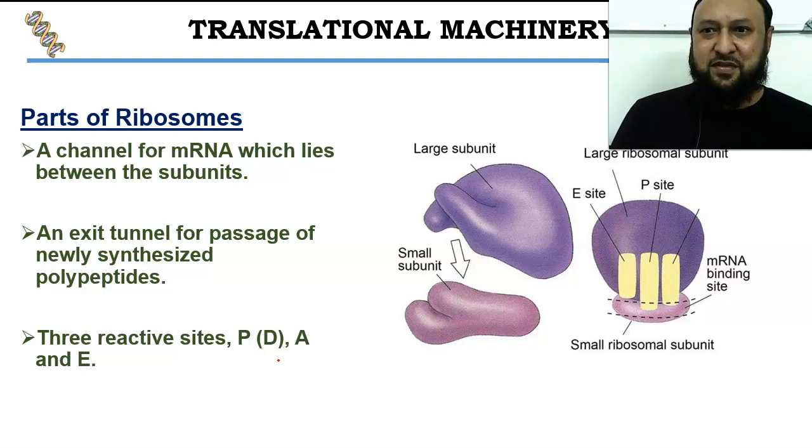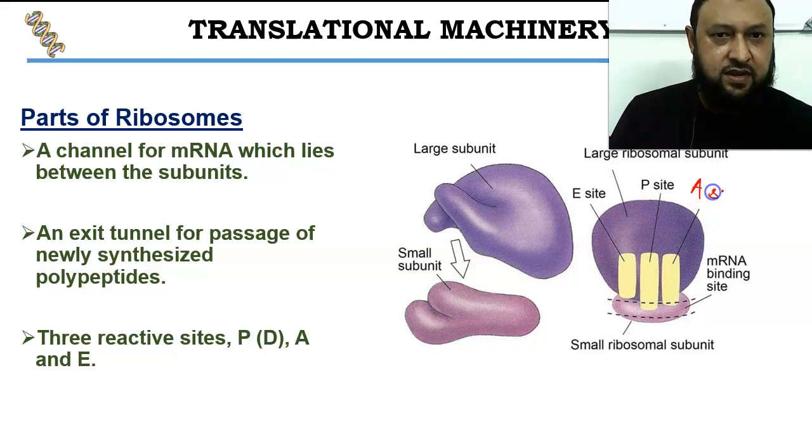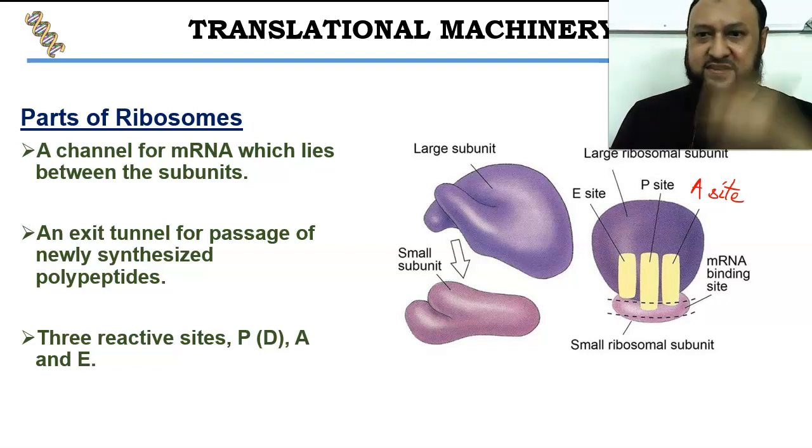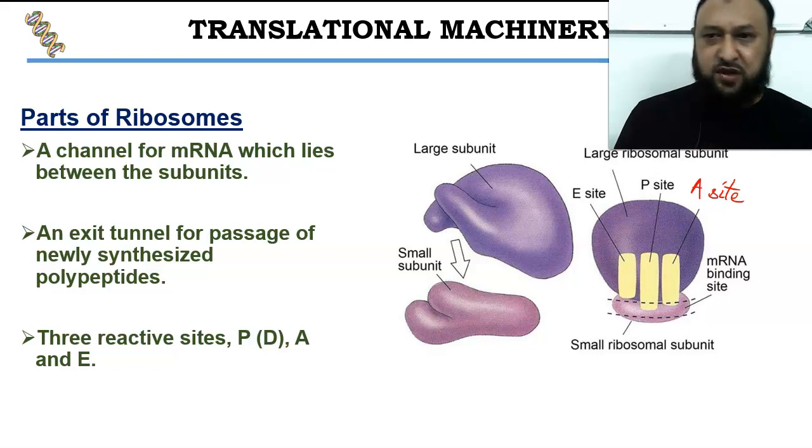Now when we see this, there is an E site, P site, and A site again here. This is the A site, where the charged amino acid along with the tRNA enters the ribosome. And the exit channel is for the passage of the newly synthesized polypeptide.